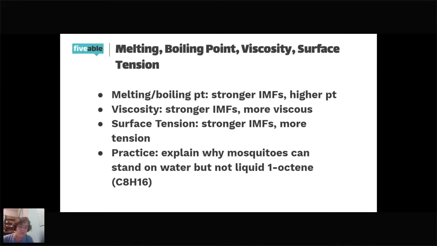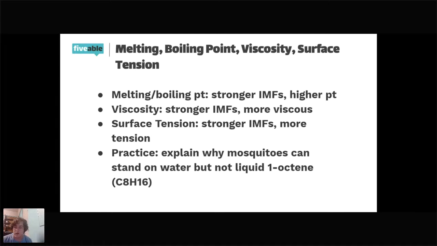So I'm going to practice. Can someone just give a brief explanation on why mosquitoes can stand on water but not liquid 1-octene? Why can mosquitoes stand on water but not that liquid substance? What do you guys think? Come on.